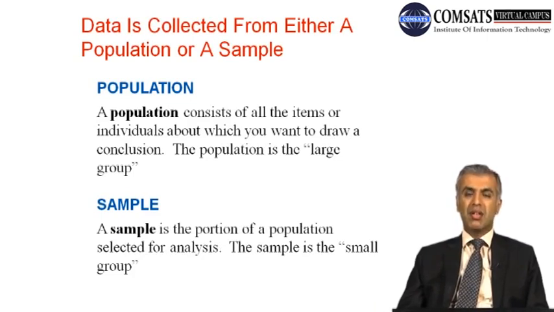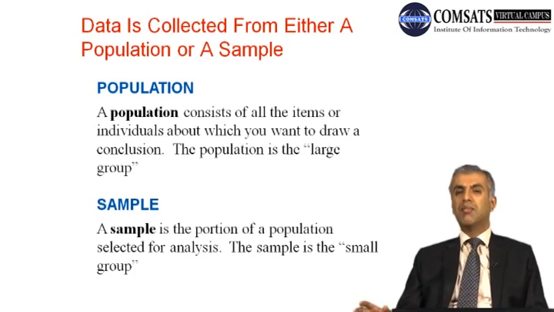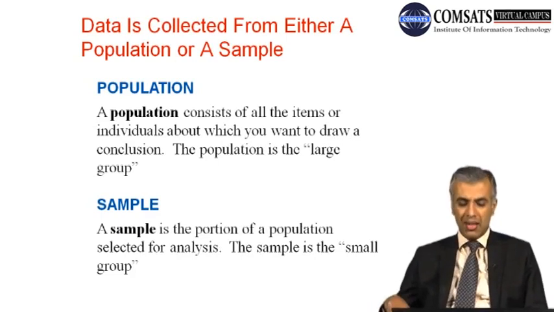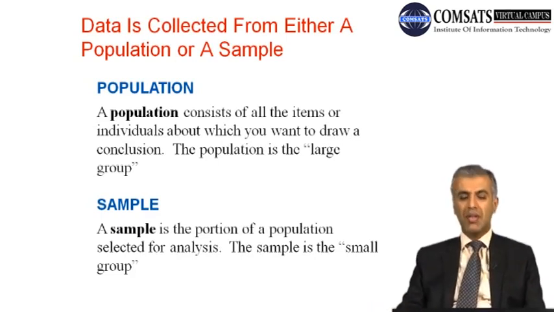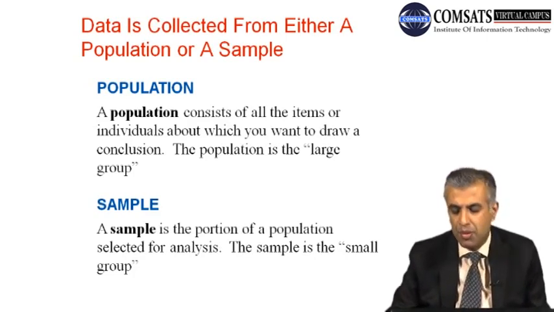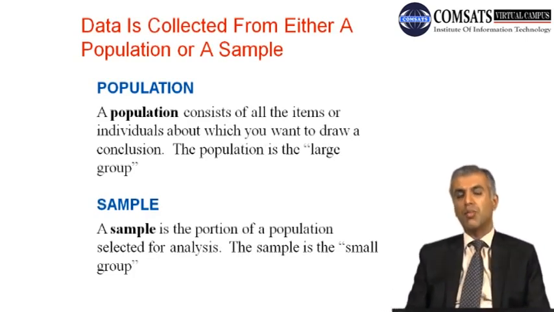But ideally, it is very much true that it's not possible to cover the whole population. That means we would have to draw upon data from a limited number of individuals, and based on the responses from those individuals we would try to make conclusions, and then generalize them over the whole population. That gives rise to a very important concept termed a sample. A sample is a portion of the population selected for analysis, a small group.